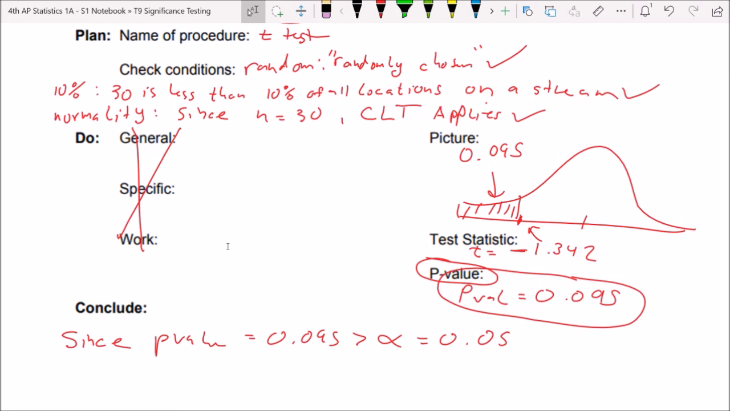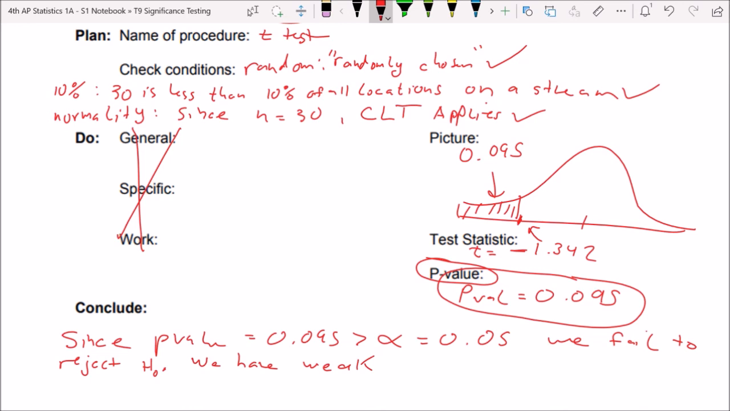And then what I'm going to say is we have weak but not convincing evidence. I'll explain why in just a second. We have weak but not convincing evidence that what? Let's go back up and look at our parameter.